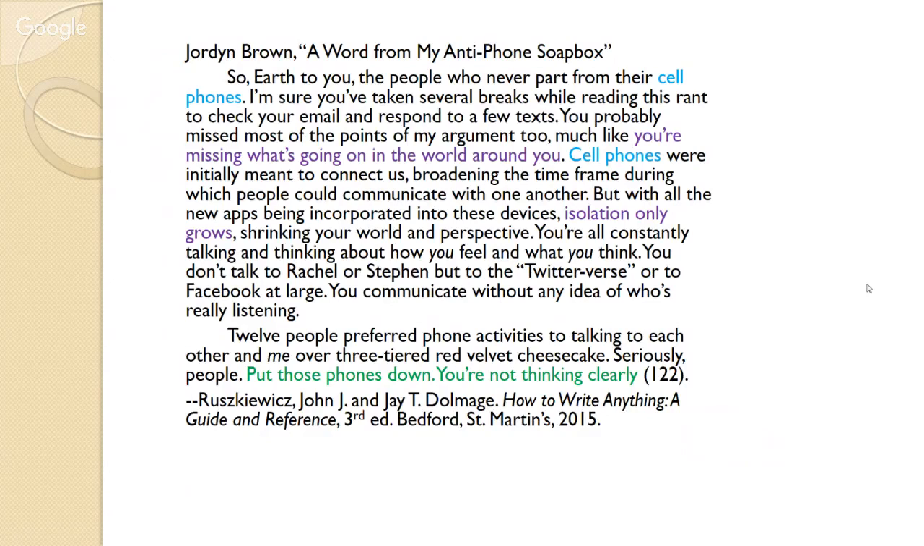12 people preferred phone activities to talking to each other, and me over 3-tiered red velvet cheesecake. Seriously, people, put those phones down.